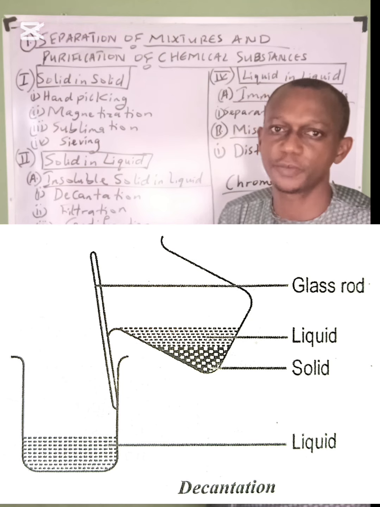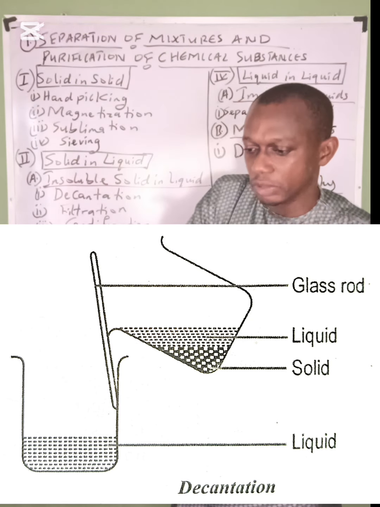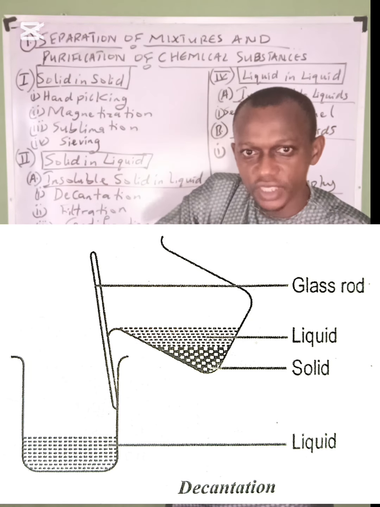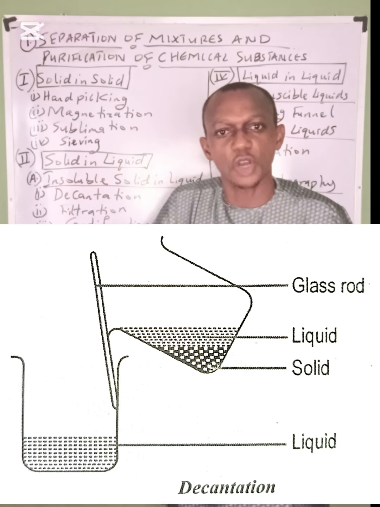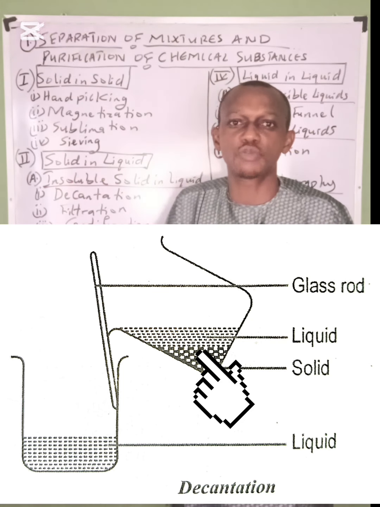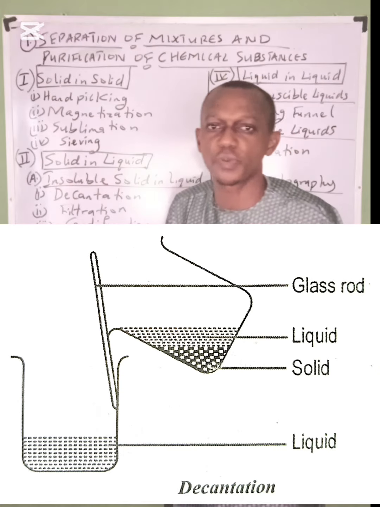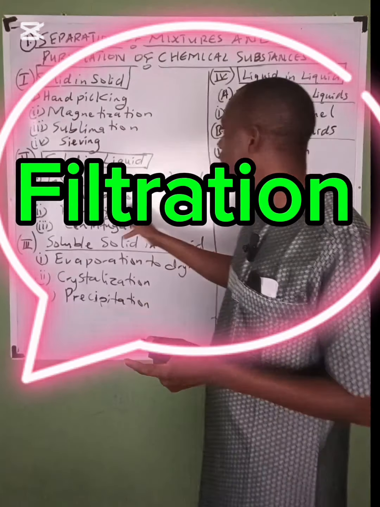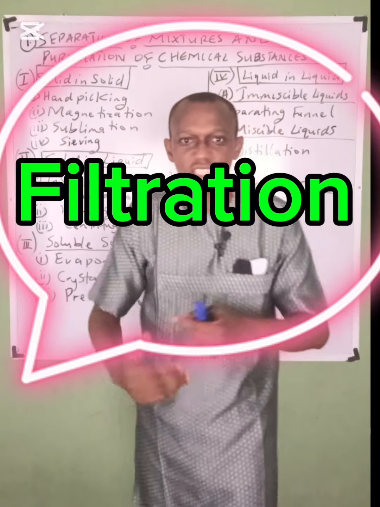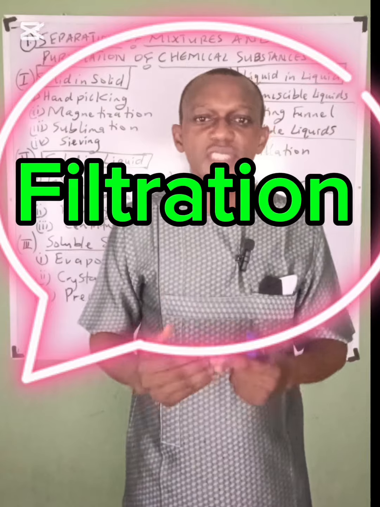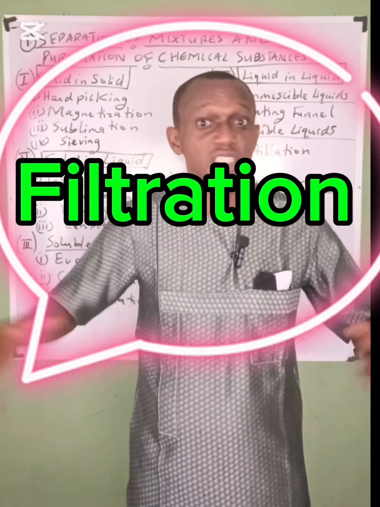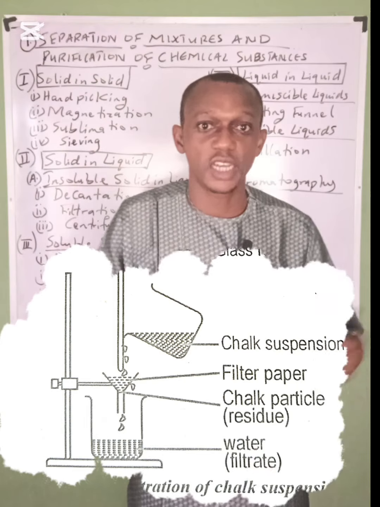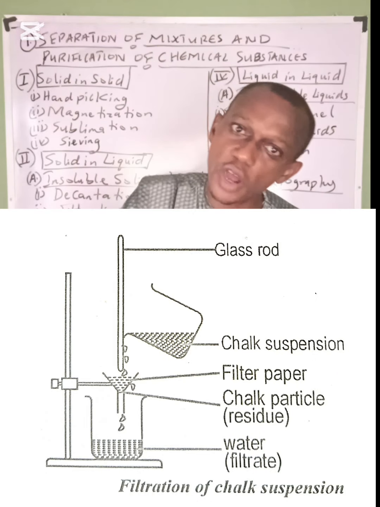Okay, decantation. You just do it and you use your stirring rod, so that the solid will not pour away. Some solid will just sink and settle down, so that you can now pour the liquid on top of it. Okay. The other one is filtration. Filtration and decantation always go hand in hand. Most of the time when we want to filter, we also use decantation. So decantation is the separation of insoluble solid in liquid, whereby we pour it gently.